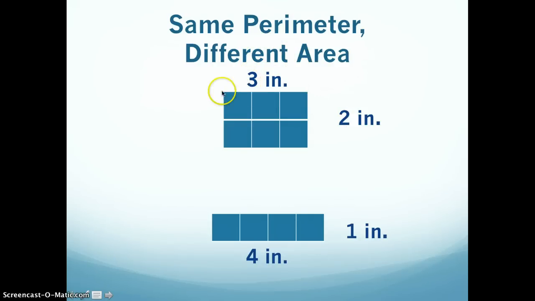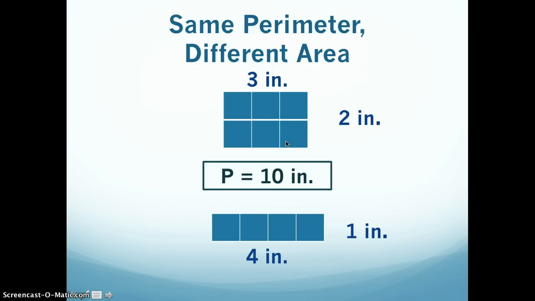So for the first rectangle, we would add 3 plus 2 plus 3 plus 2. You should have the same perimeter below. When you add 4 plus 1, because this is the same length, plus 4, it's the same as the bottom, plus 1. So 4 plus 1 plus 4 plus 1 is the same perimeter as above, 10 inches.